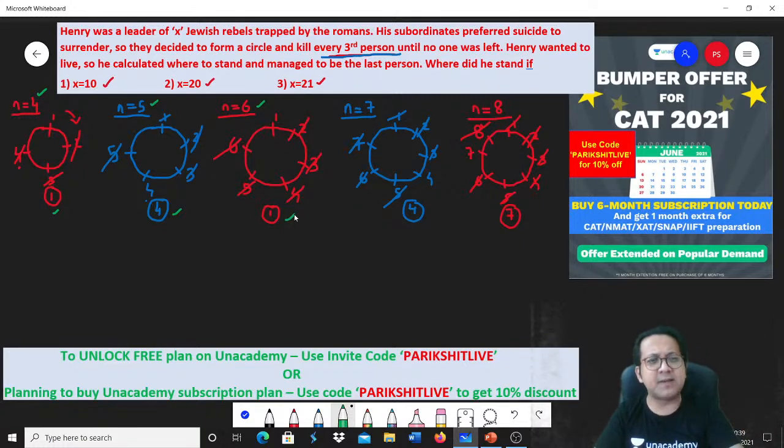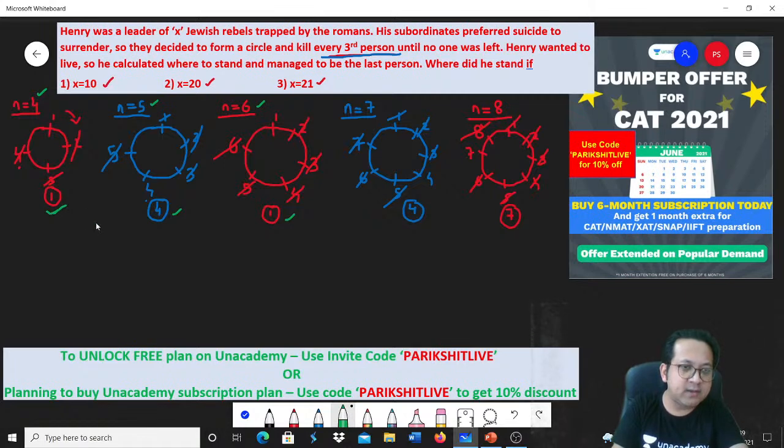So what is happening basically? Can you see, every time the third person is getting killed. So ideally, if you think logically, because the third person is getting killed, every time your answer should increase by 3. Simple as that. Initially your answer is 1. Next, 1 plus 3, 4. 1 plus 3, 4 is your answer.